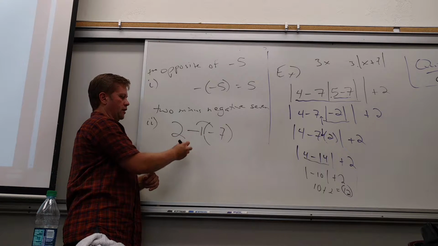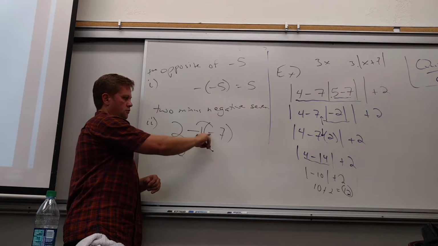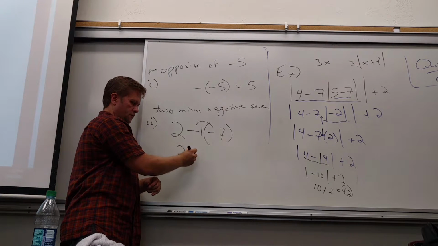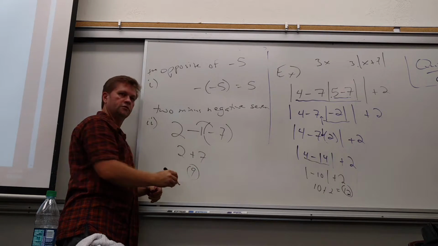So now this becomes what on the next line? 2. What's -1 times -7? Plus 7. 9.